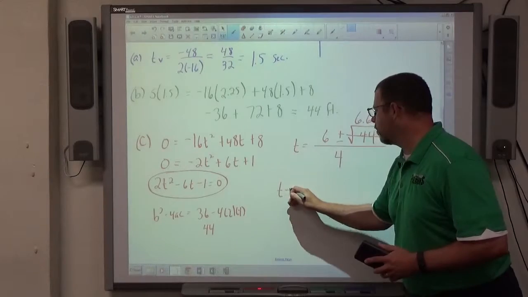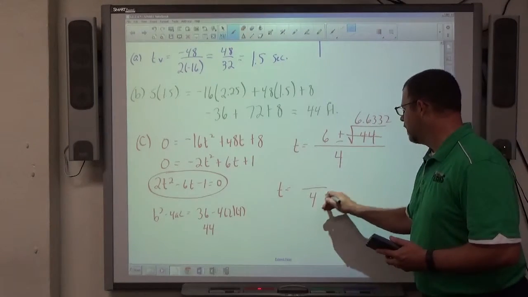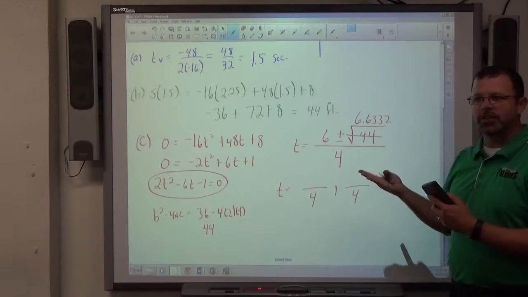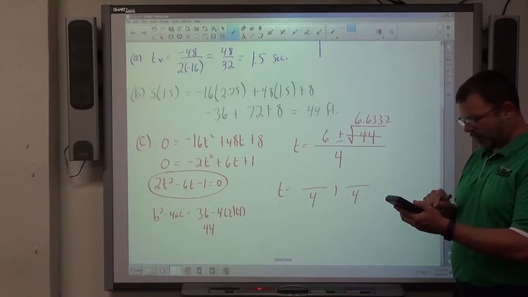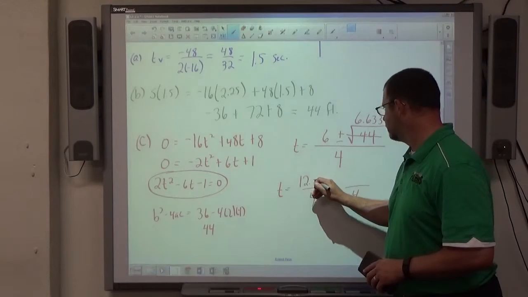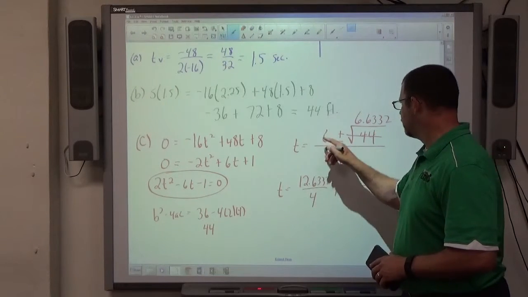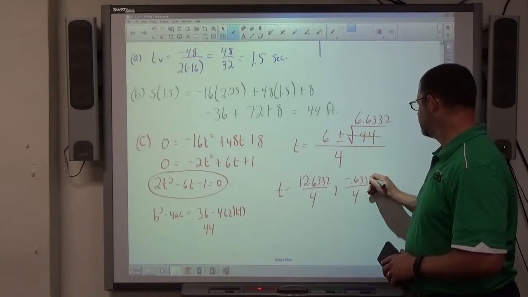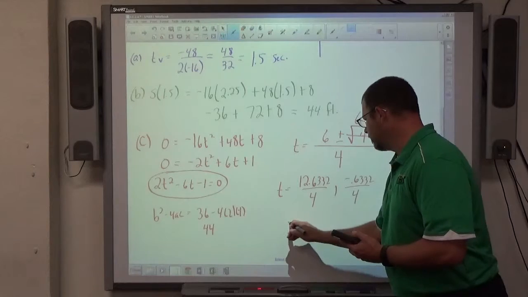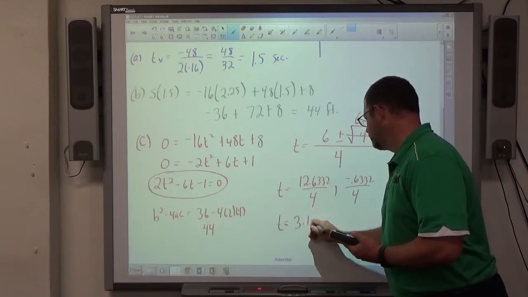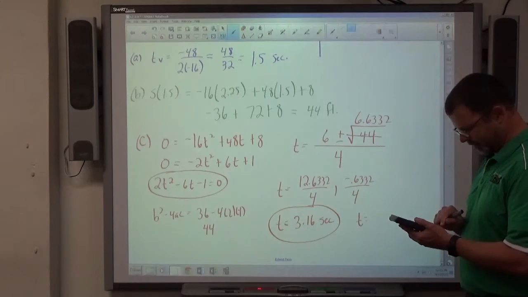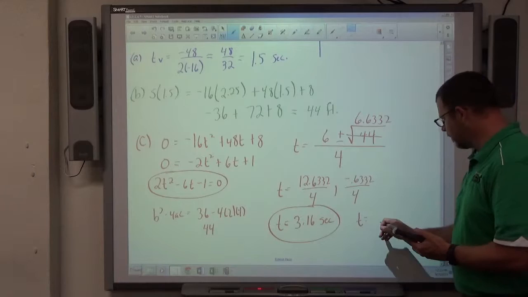And to get my times, I'm going to add those numbers over 4 and subtract those numbers over 4 and then divide by 4. You can actually just get them in your calculator, but just to be safe, if I do 6 plus 6.6332, I get 12.6332. If I do 6 minus, I get negative 0.6332. Divide both numbers by 4, I get 3.16 seconds. And I also get t equals negative 0.16 seconds.